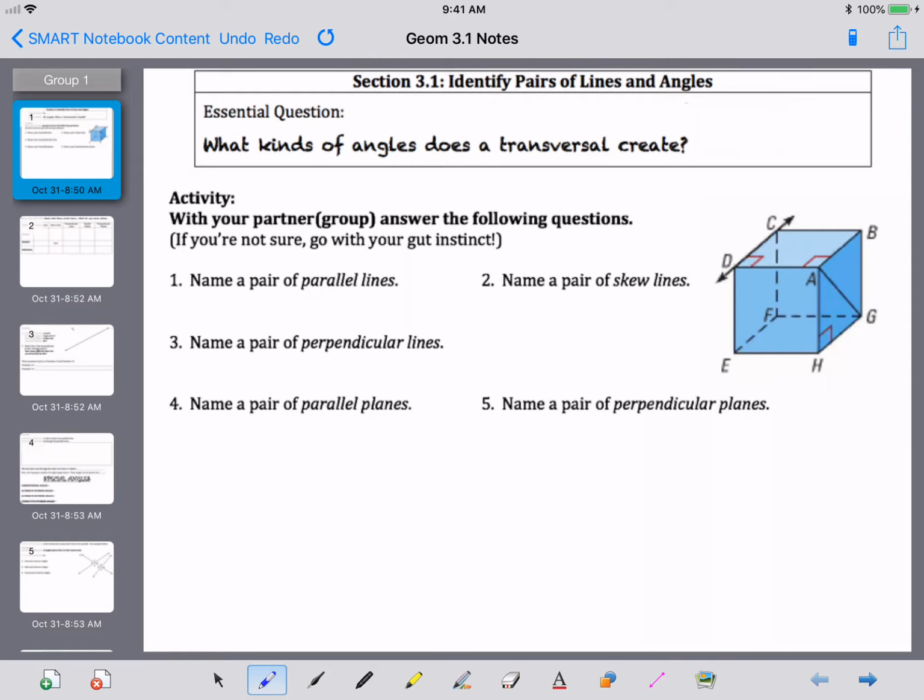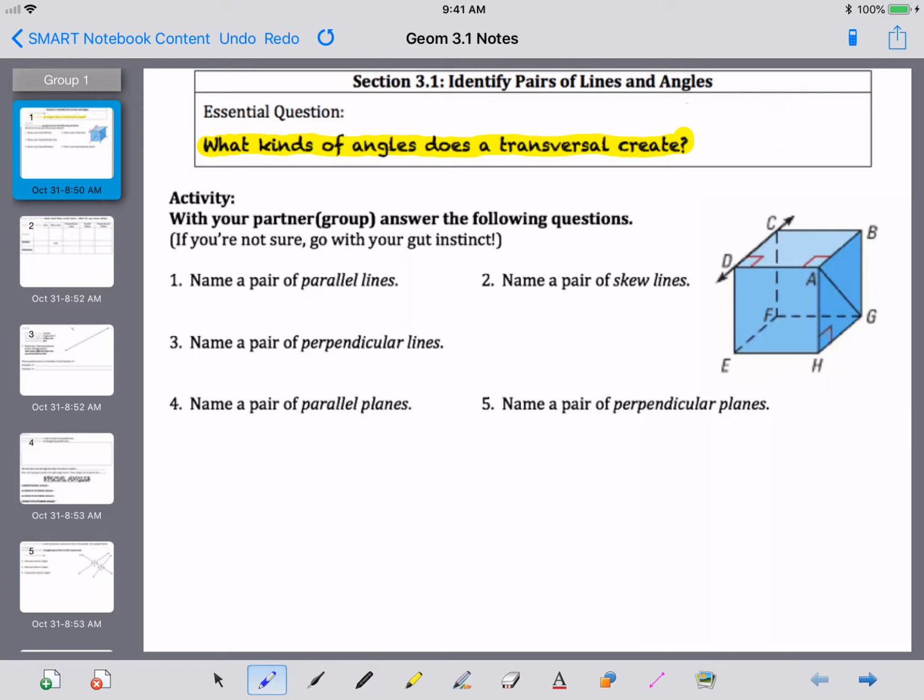Scott here. So today we're going to cover section 3.1, which is about identifying pairs of lines and angles. By the end of the lesson, you should be able to answer the question, what kind of angles does a transversal create? To get started, we're going to do a little activity involving parallel lines, skew lines, perpendicular lines, and so on.